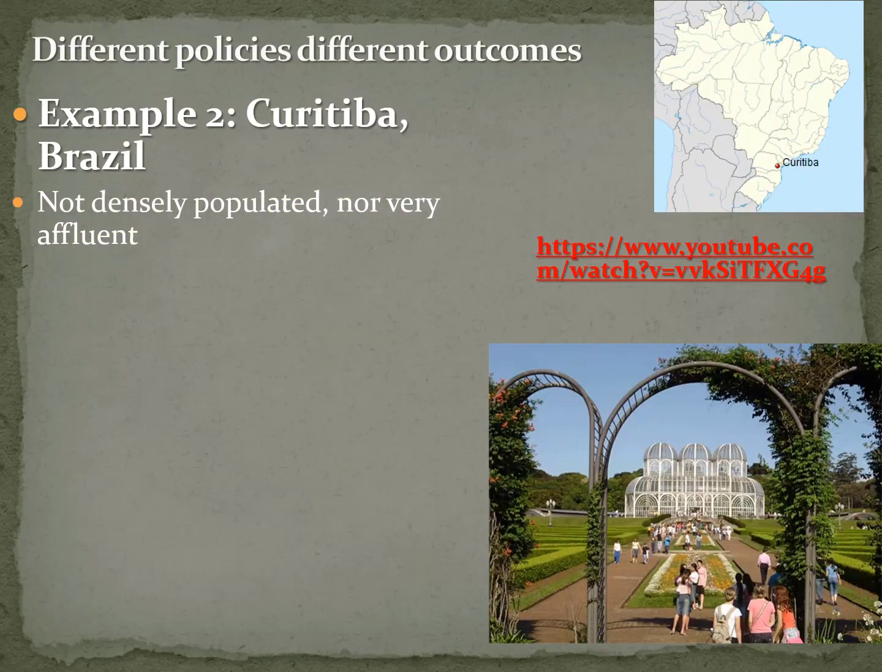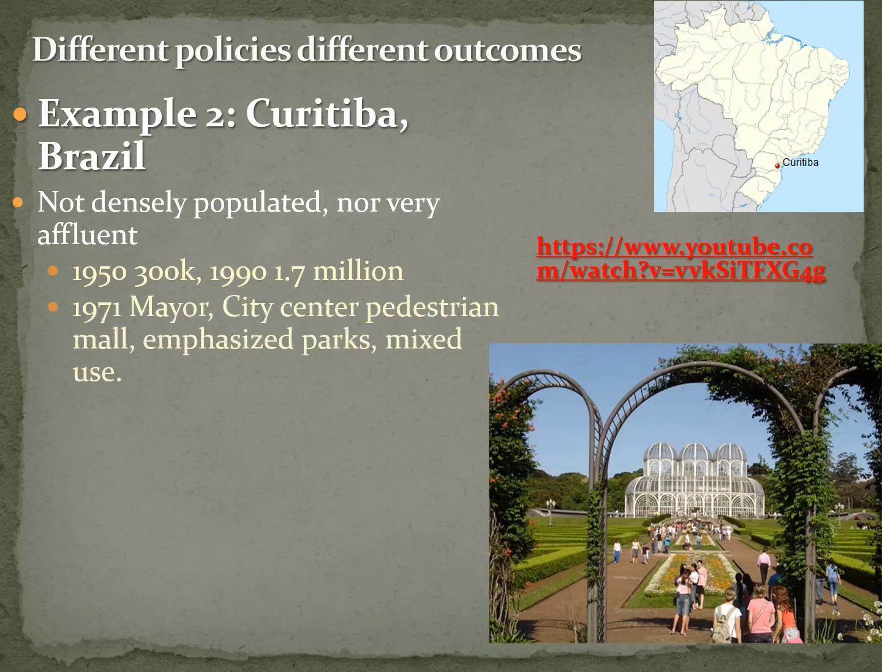Example two, Curitiba, Brazil. In Curitiba, a few decades ago, the city was not very densely populated and also not very affluent. In 1950, the population was around 300,000. By 1990, it had increased sixfold up to 1.7 million. And so a lot of development also occurred coinciding with this population growth. And in 1971, the mayor made a conscious choice in how they decided to design the city. And they decided to go for sustainable design, consciously.